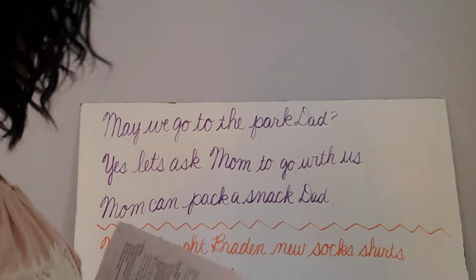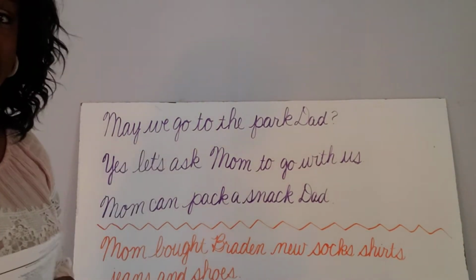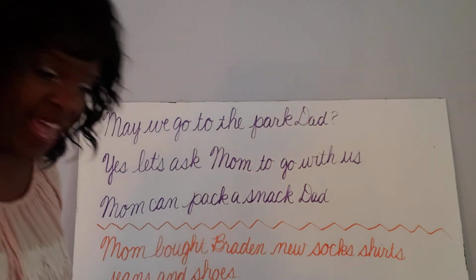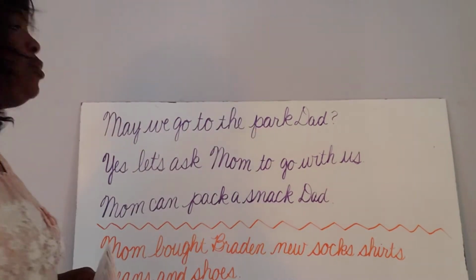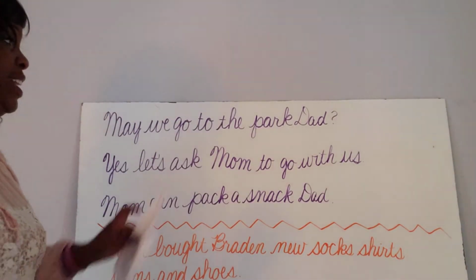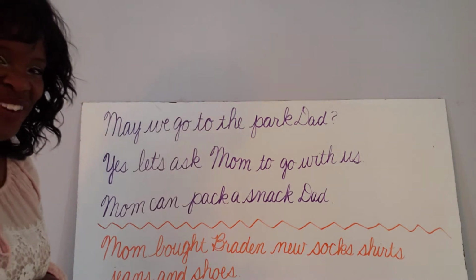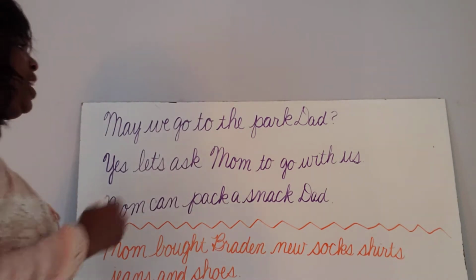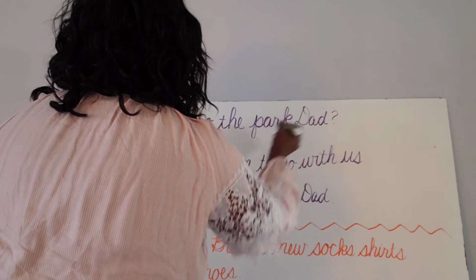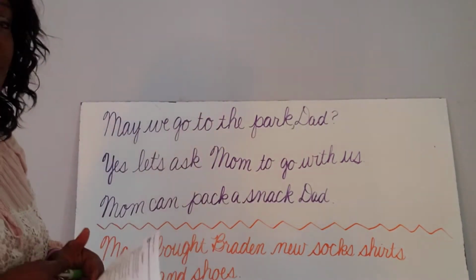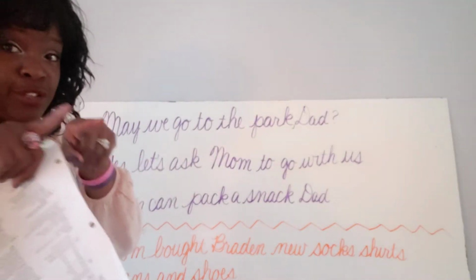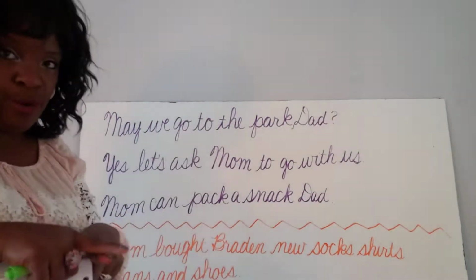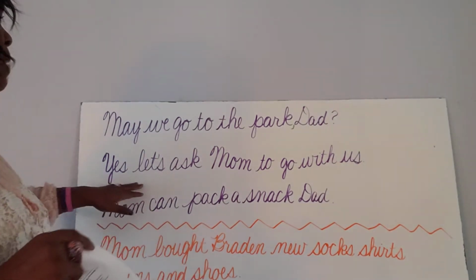So look at the first sentence. May we go to the park, Dad? So that's asking a question, interrogative sentence. That interrogative sentence is talking to whom? It's talking to Dad. So what do we put? A comma after park and before Dad. May we go to the park, comma, Dad? Because I'm talking to Dad, not about Dad. Very good.